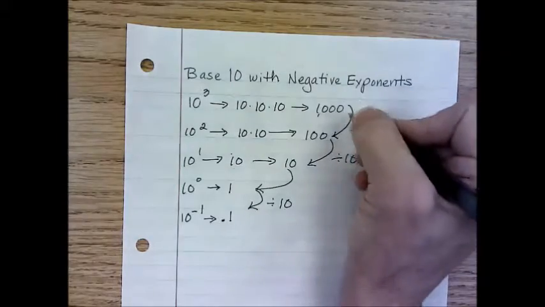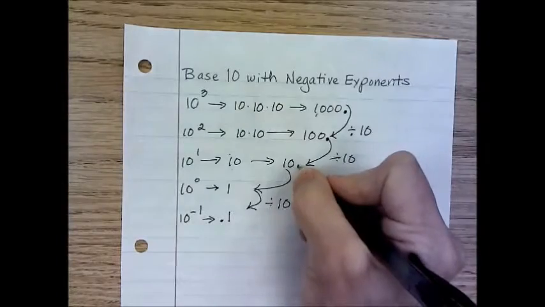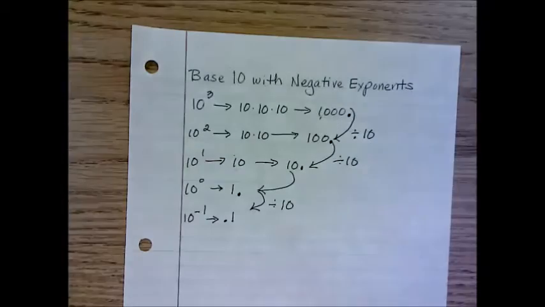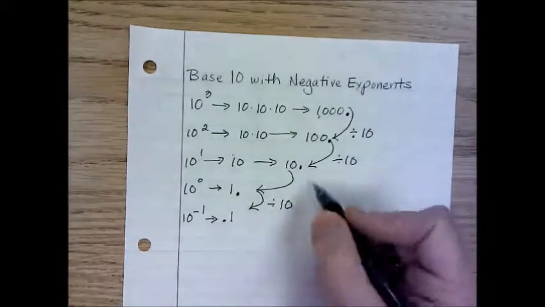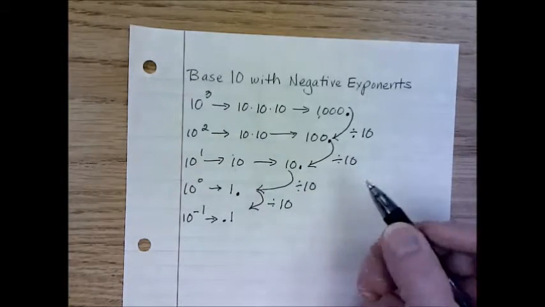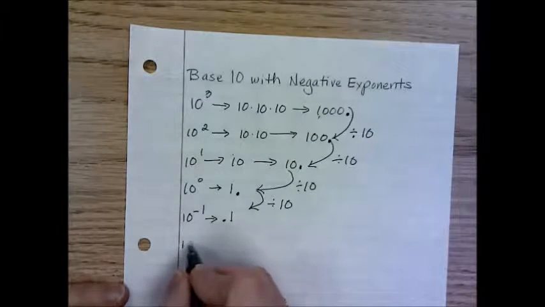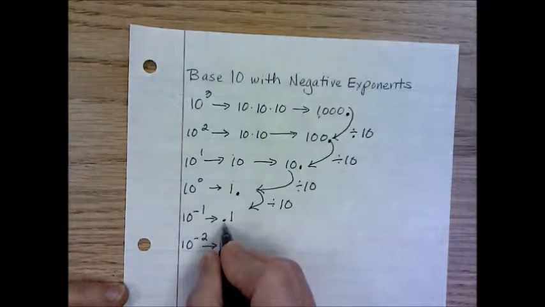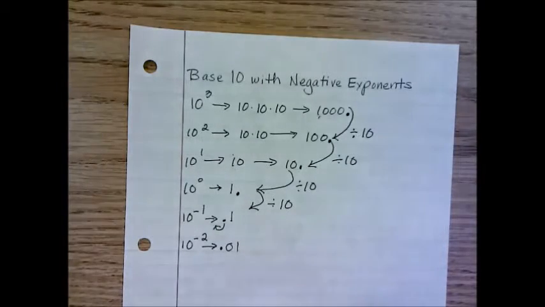So if you'll recall, here's our invisible decimal point. We don't write it, but it's really there. And every time we divide by 10, all we're really doing is moving that decimal point one more place to the left, because we're dividing by 10 to get from this number to the next one. So if we follow the pattern and we have 10 to the negative 2, to move this decimal point one more place to the left, this would be 0.01. In other words, this would be the same as 1/100th.